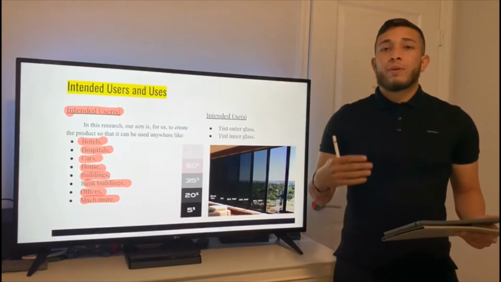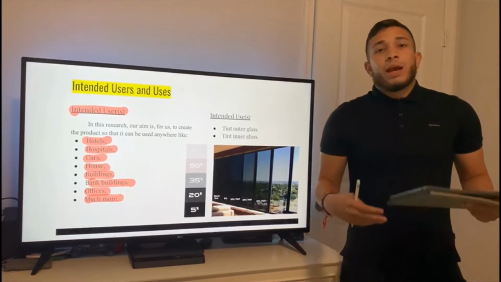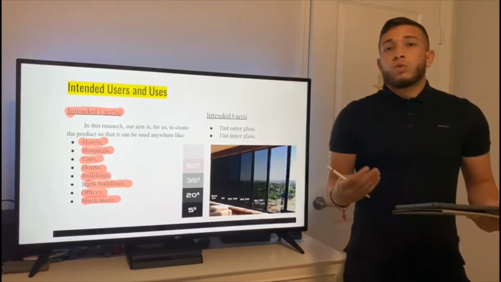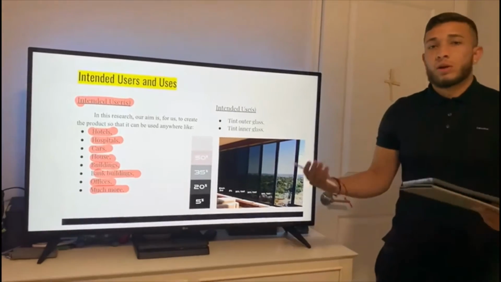That's why we say we're aiming to create a product that you can use anywhere, anytime, and that anyone can use, from little kids, because when you use these products in your house, you're also protecting your little kids and your loved ones at home.